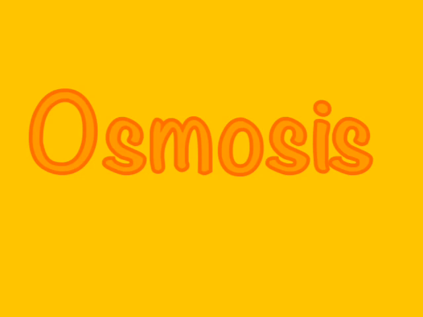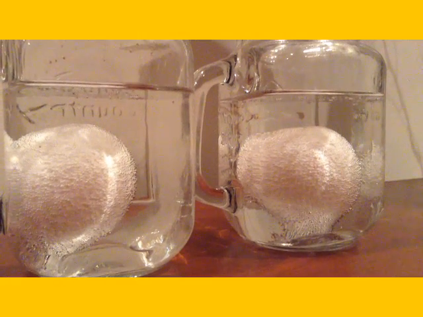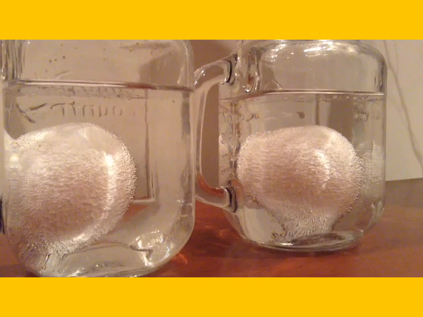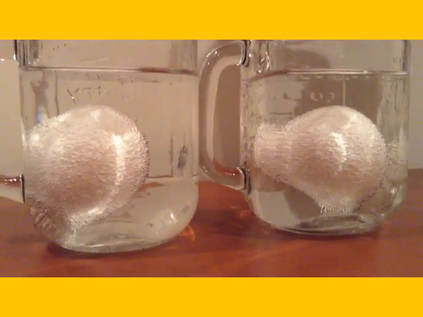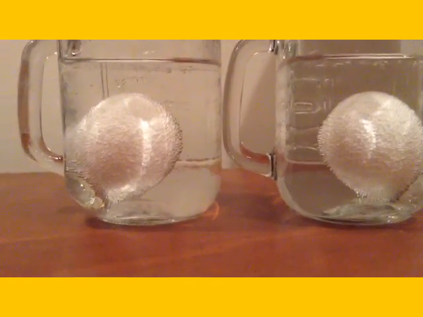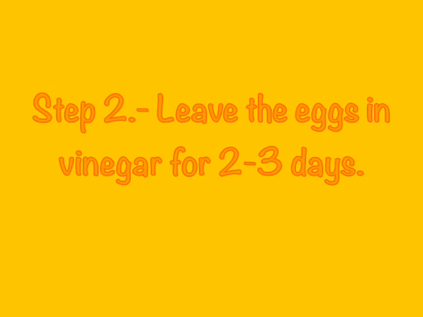Osmosis is the diffusion of a solvent through a semipermeable membrane, and we're going to test it with this experiment. Here, after putting the eggs in vinegar, we can immediately see how the bubbles are formed because of the reaction of the acid and the shell, that it's calcium, so it's a base. So that's why these bubbles are produced.